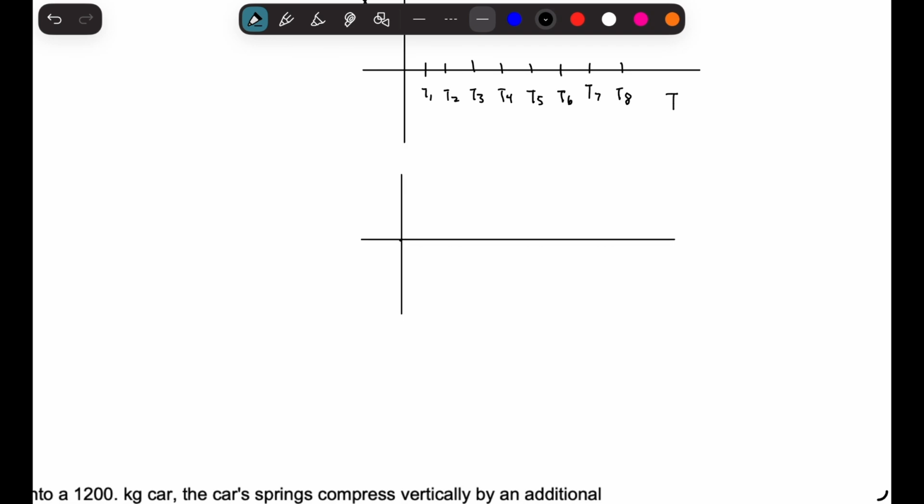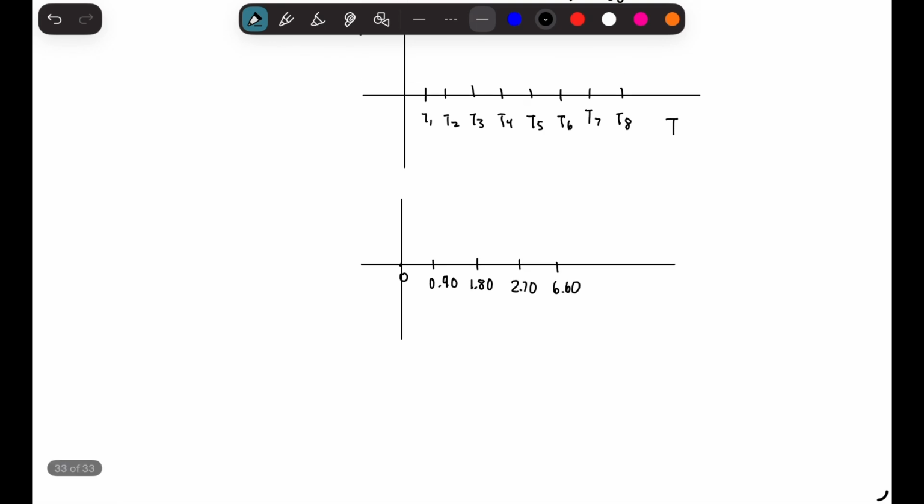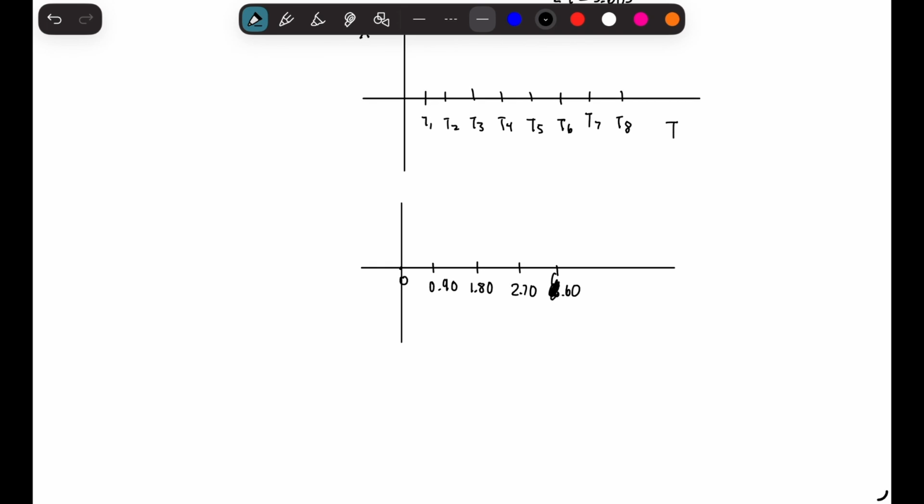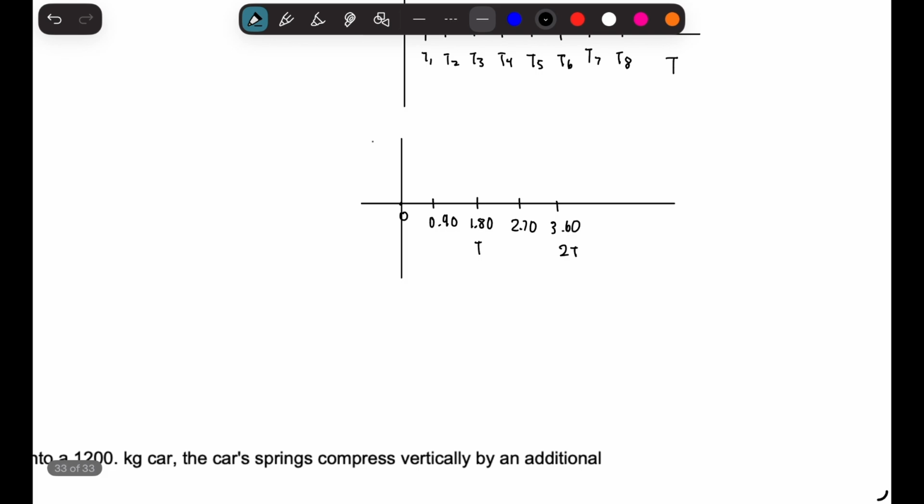So for our first time, we have a time of 0. For our next time, we have a time of 0.190. Then we have 1.80, 2.70, 3.60 to make this nice and even. So that's our t and that's our 2t. So for your x, it's going to be measured in meters and your t is measured in seconds.